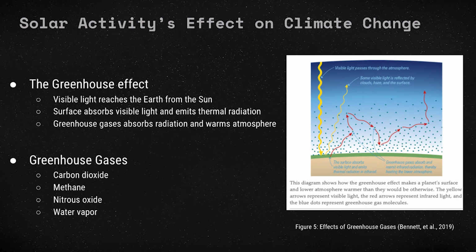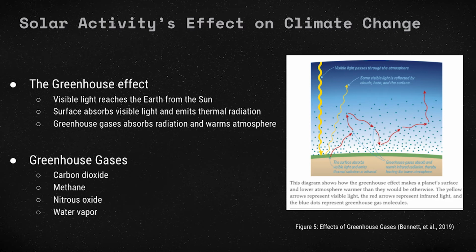After talking about forms of solar activity and how it affects Earth, we can also look at how it affects climate change. The energy that warms the Earth's atmosphere comes from the sun, which is referred to as visible light. When visible light reaches Earth, some of it gets reflected back into space by the atmosphere, but most of it passes through the atmosphere and gets absorbed by Earth's surface.